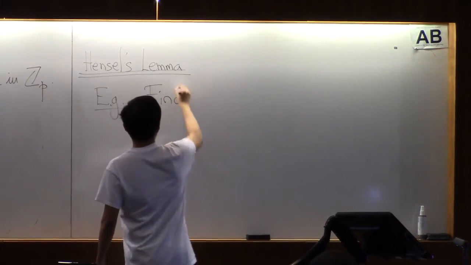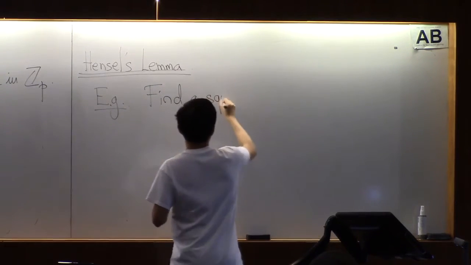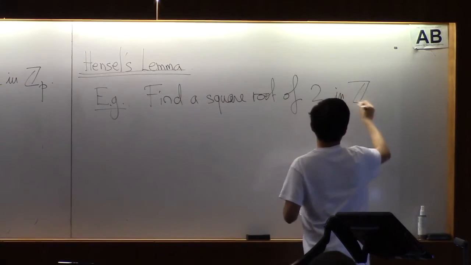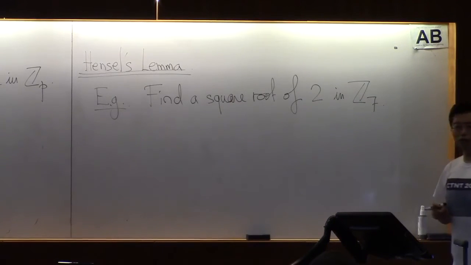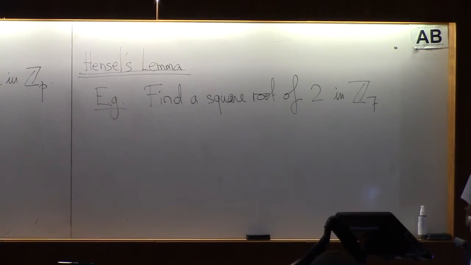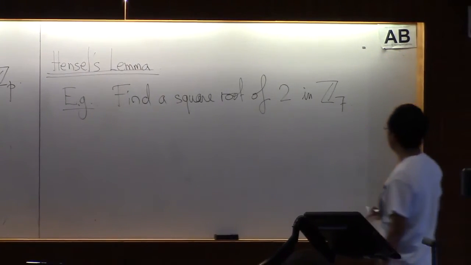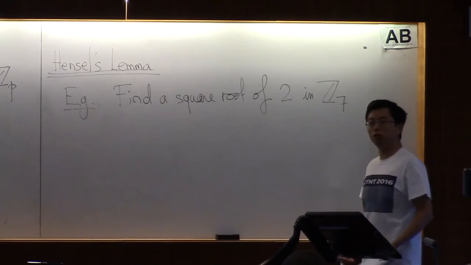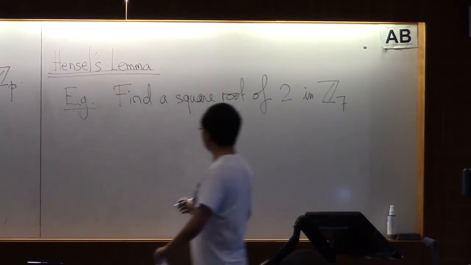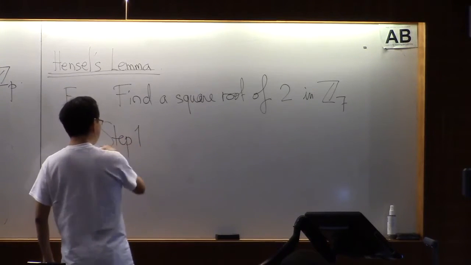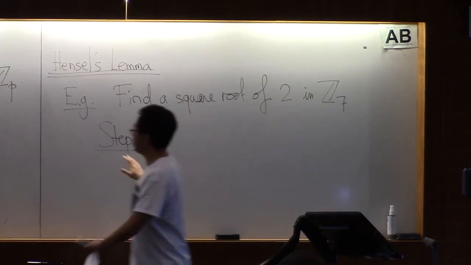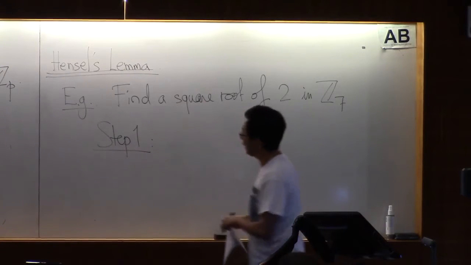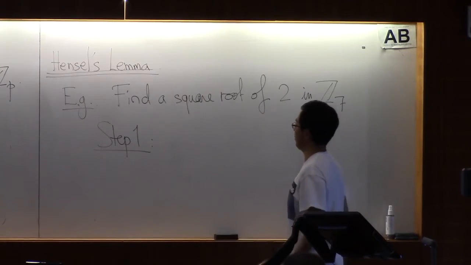So let's say I want to find the square root of 2 in Z_7. This is unthinkable over the rationals because root 2 is not rational. But when you complete with respect to the p-adic topology, it turns out you can actually get a square root of 2 in Z_7. So how do I do that? Let me remark that using the same method, we can show that every integer that's not divisible by p has a multiplicative inverse in Z_p.